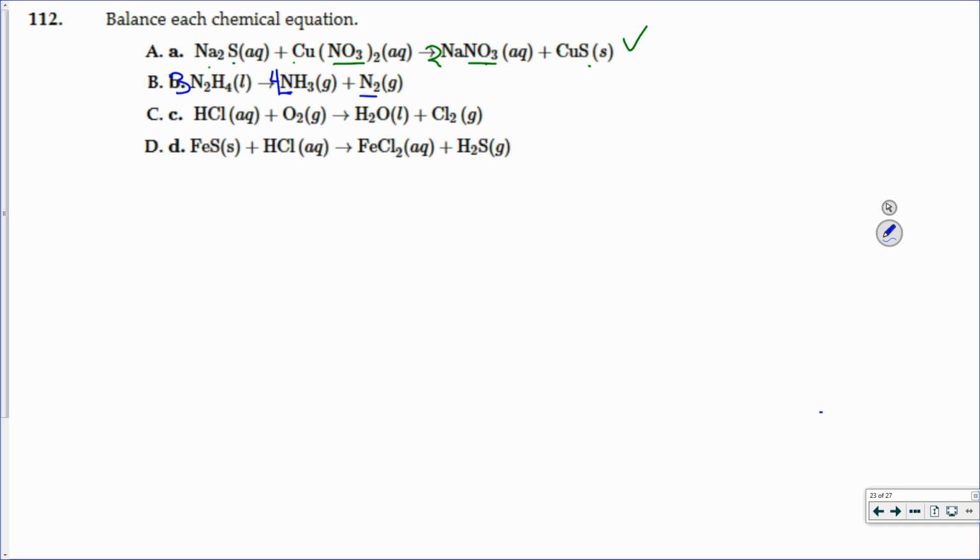All right, so if I do that, that gives me 12 hydrogens on the left, 12 hydrogens on the right. And in terms of nitrogen, I've got 3 times 2. I've got 6 on the left, and I've got 4 and 2, 6 on the right. That balances.